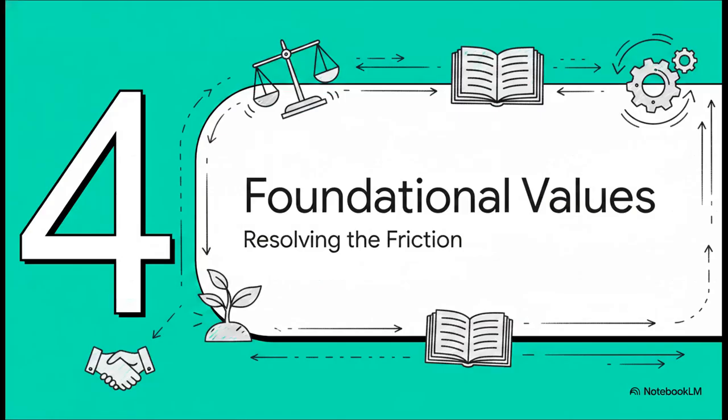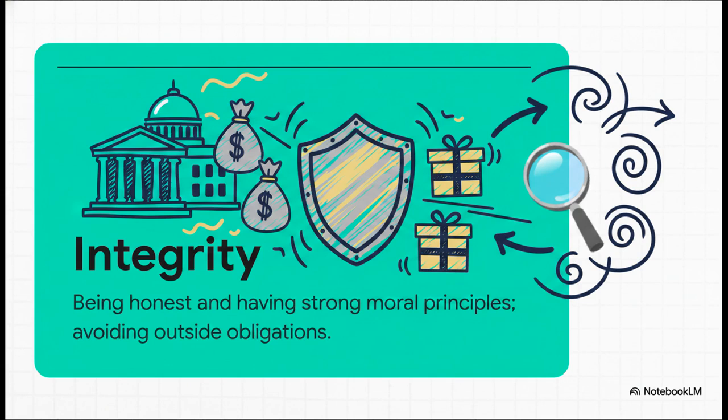All right, Section 4, Foundational Values for Civil Servants. How do you actually resolve these sectoral dilemmas? To resolve this friction, an aspiring bureaucrat needs an aptitude grounded in foundational values. Let's rapid fire through them, starting with integrity. You might read this, being honest and having strong moral principles, and think, okay, that sounds pretty basic.